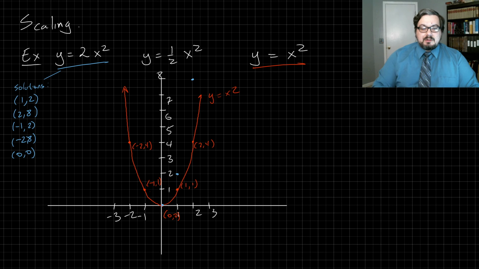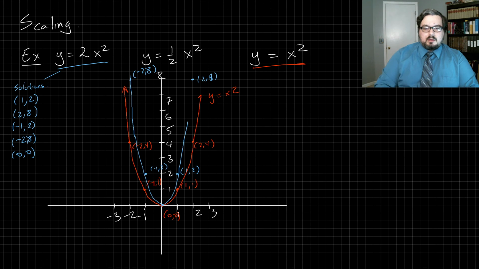Now, if we plot those out, we get the following. We get the point 0, 0. We'll get the point 1, 2. We'll get the point 2, 8. Sorry, -2, 8. And we'll get a graph that looks like this.